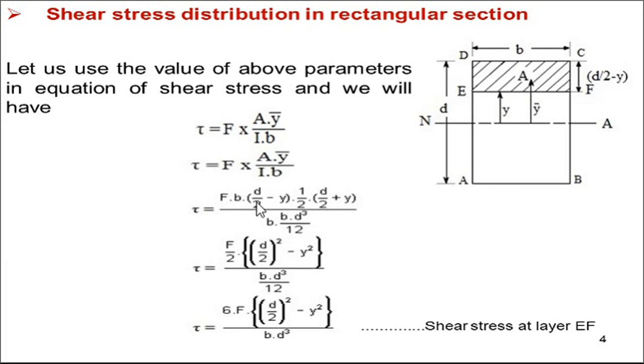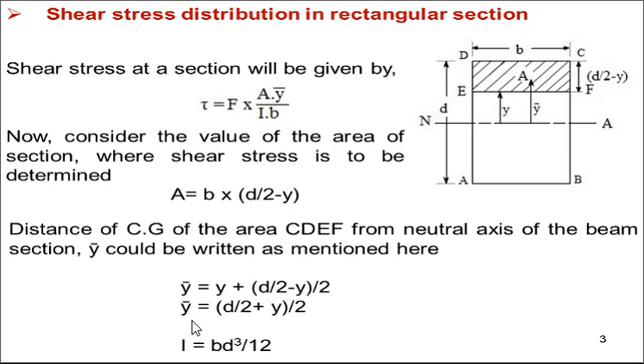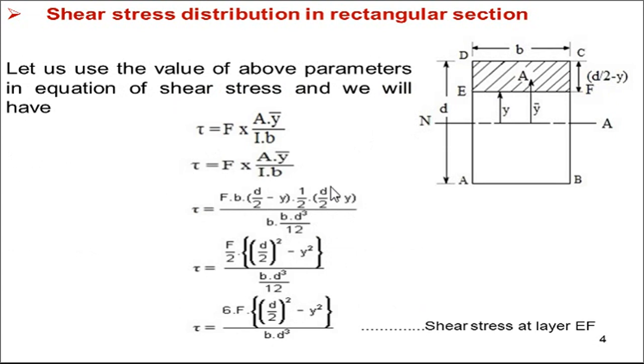Put that value, b into (D by 2 minus y). What is the value of y bar? Now determine here, you can see y bar. This value we have determined from the geometry. Put that value of y bar into this relation. Divide by I, the moment of inertia of the whole section, b d cube by 12, and into b. b is as it is.